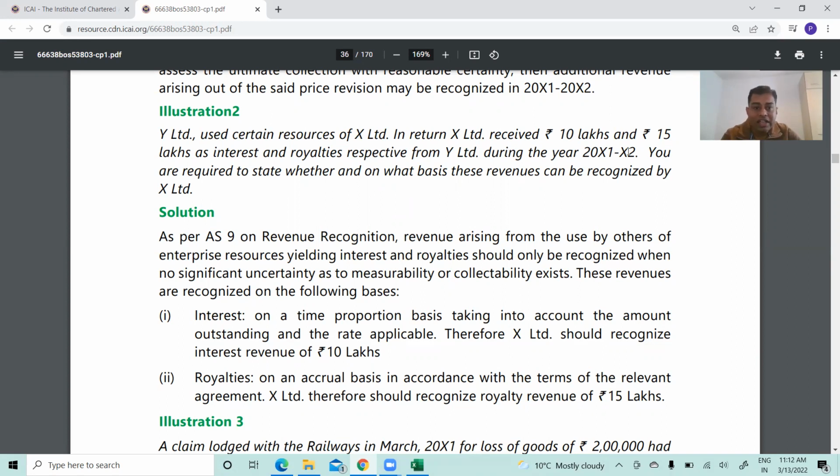This 10 lakhs and 15 lakhs are received as interest and royalty. Sorry, 10 lakhs is interest, 15 lakhs is royalty. How will you recognize 10 lakhs? On time proportion basis. How will you recognize 15 lakhs? Based on the agreement. That's all. There is no catch in this question. Basic question.